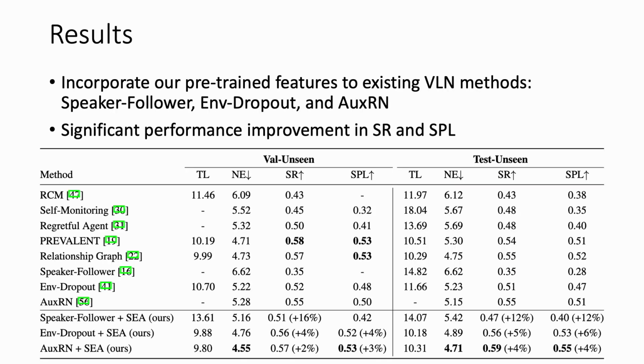The image encoder is first pre-trained on our proposed auxiliary tasks, and then incorporated into existing VLN methods in place of the ImageNet pre-trained image encoder. In this paper, we incorporate our pre-trained feature into Speaker-Follower, Environmental Dropout, and AuxRN without changing a single line of code. By incorporating our pre-trained feature, these methods achieve a significant performance improvement in SR and SPL.